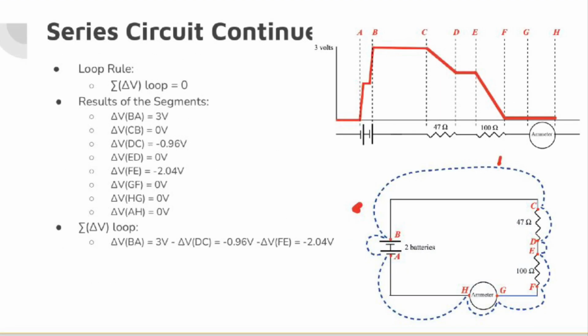Using the loop rule, we get that the sum of the change in voltage of a loop is 0. The results of each segment: the change in voltage from B to A was 3 volts, the change in voltage from D to C was negative 9.96 volts, and the change in voltage from F to E was negative 2.04, and the rest of the segments had a change in voltage of 0. When we add these up, they cancel out to 0 volts.